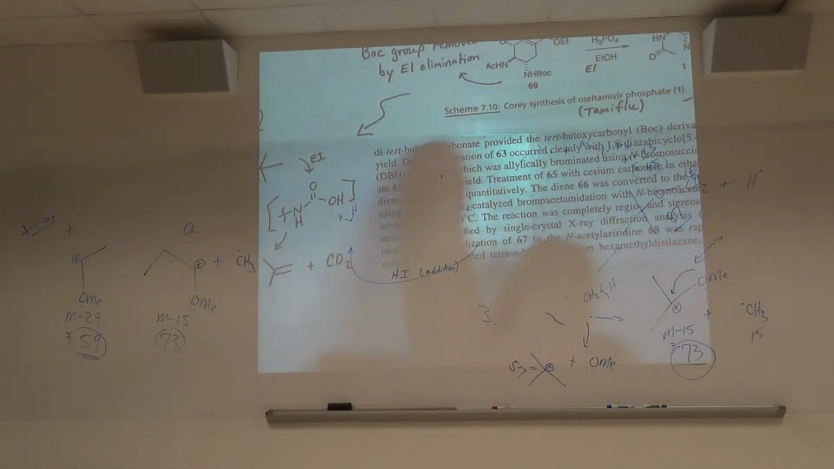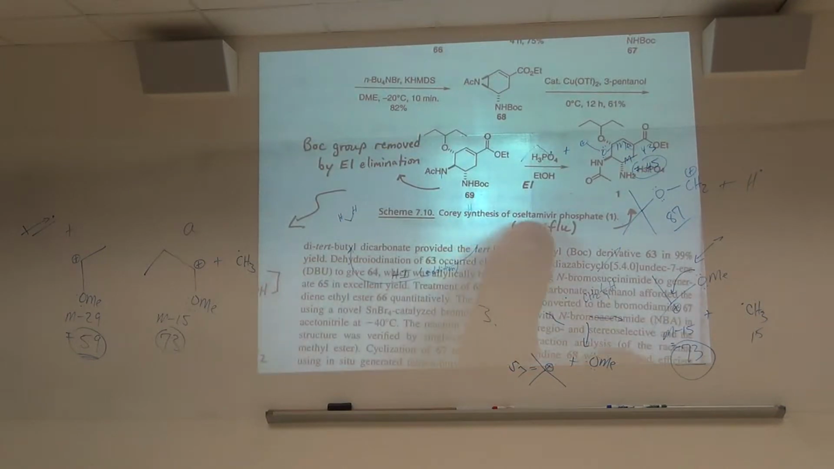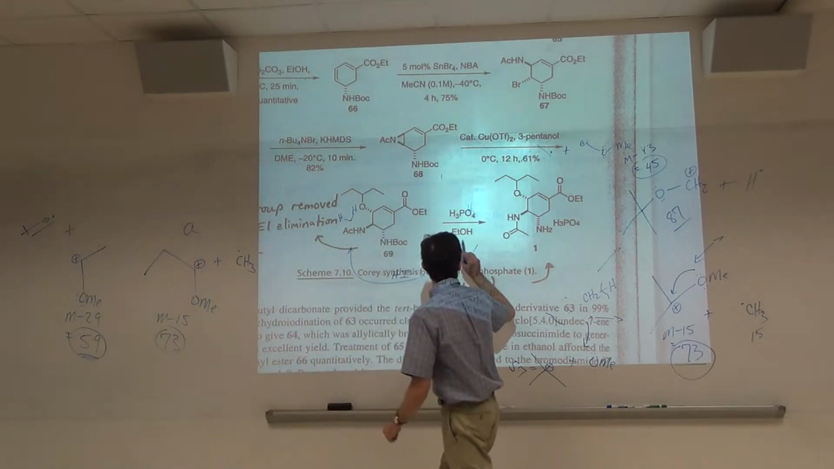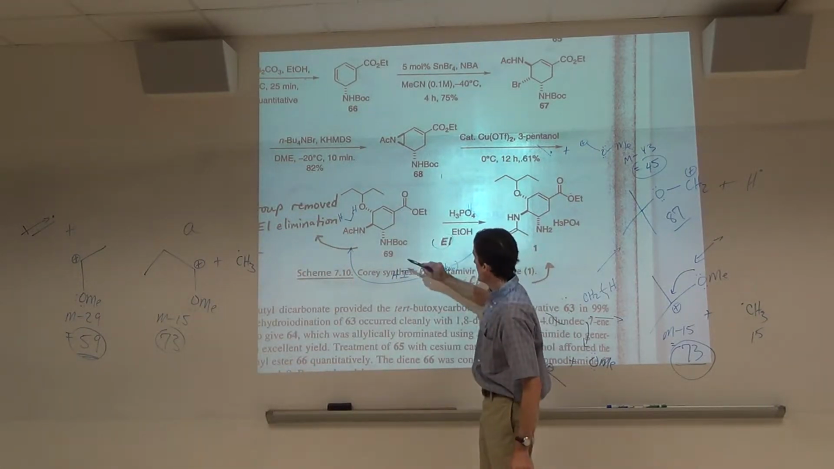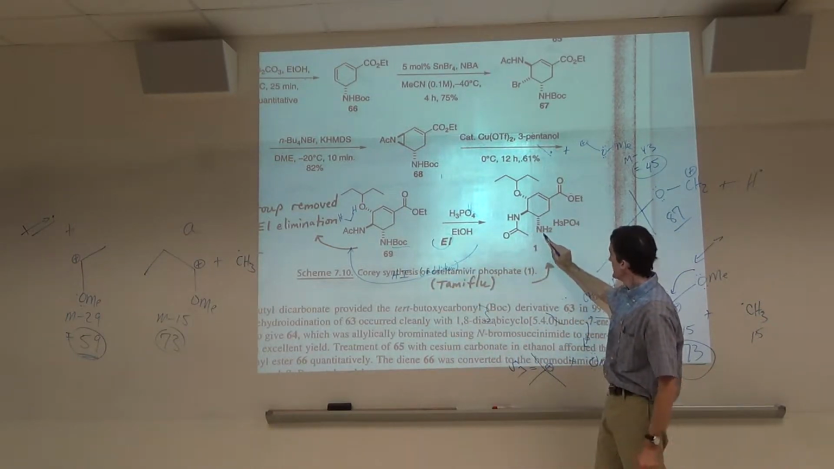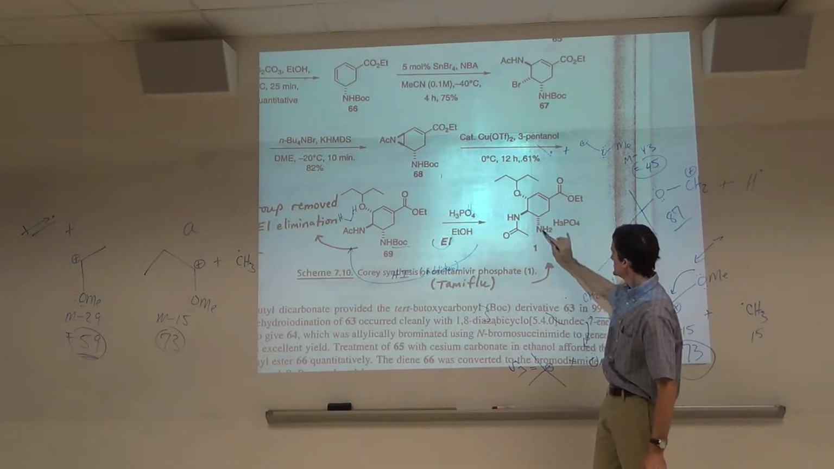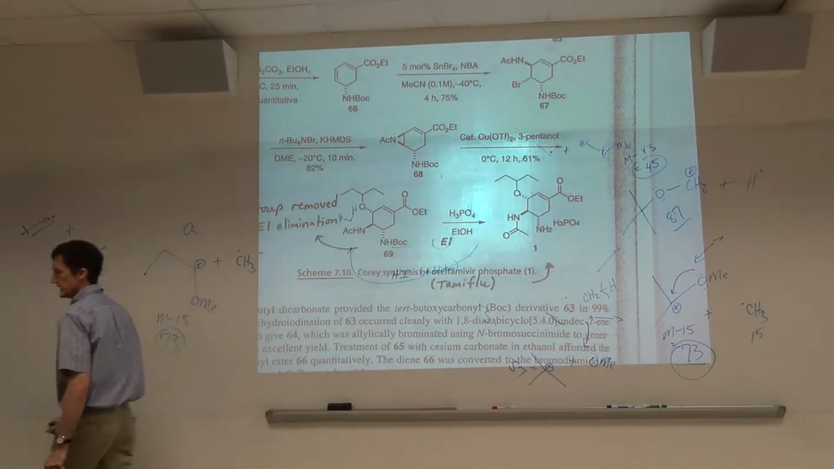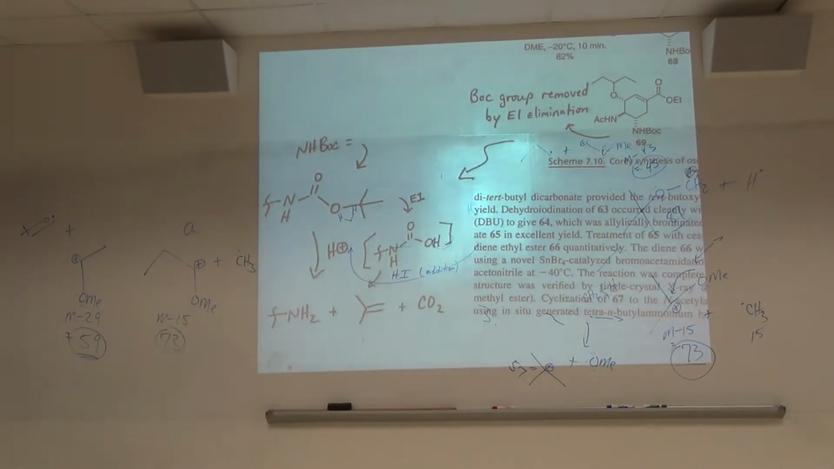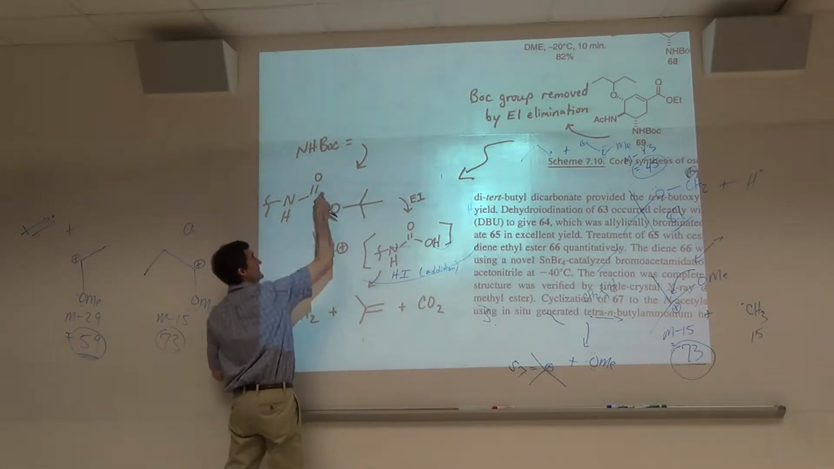Down below there's an E1 mechanism. It's a little bit more complex, they're doing multiple things here. This is an E1 where they're eliminating this Boc group. Boc is defined over there. They're eliminated. Then they also make the salt, the phosphoric acid salt of the basic nitrogen. So it's a little bit complex. You can look back at this. This is the N-Boc. Boc stands for butyloxycarbonyl.